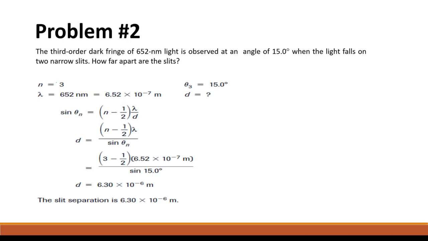So that's problem 2. The third order dark fringe of 652 nanometers light is observed at an angle of 15 degrees when the light falls on 2 narrow slits. How far apart are the slits?